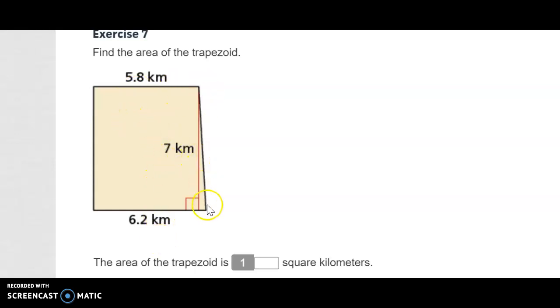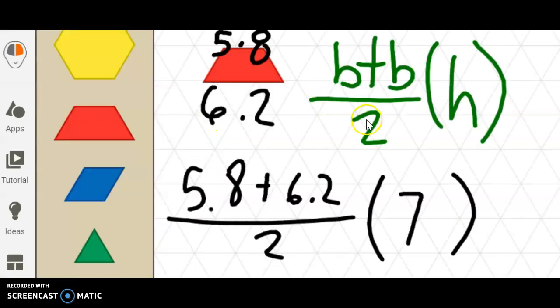And when I look at this at first glance, I think, why is this a trapezoid and not a square or a rectangle? Well, because up top, our top base is 5.8, but our bottom base is 6.2. So those are a little bit off. So we can't just take the 6.2 and multiply it by the 7. We have to use our trapezoid formula. So again, our trapezoid formula is base 5.8 plus base 6.2, and we're going to divide those in half.